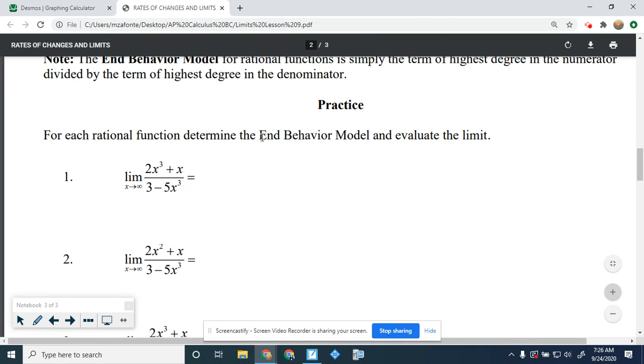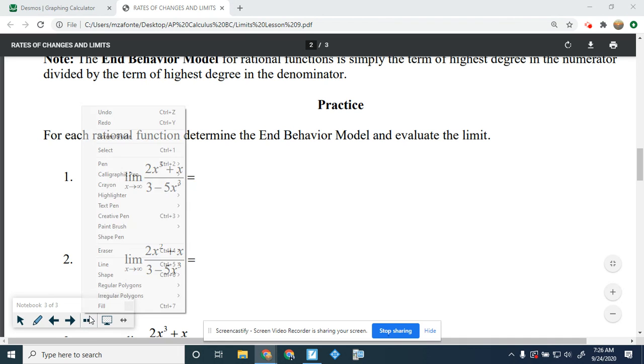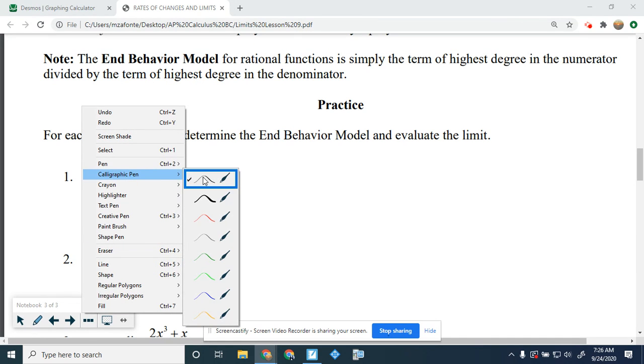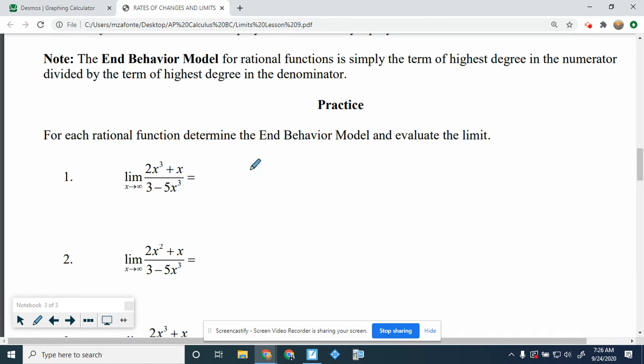Here we go. It says for each rational function, determine the end behavior model and then evaluate the limit. We shouldn't even have to tell you to determine the end behavior model; you're going to want to do that. So here's a limit problem. Again, the key is that you only use end behavior models if it's a limit to infinity. So this is telling us to use an EBM.